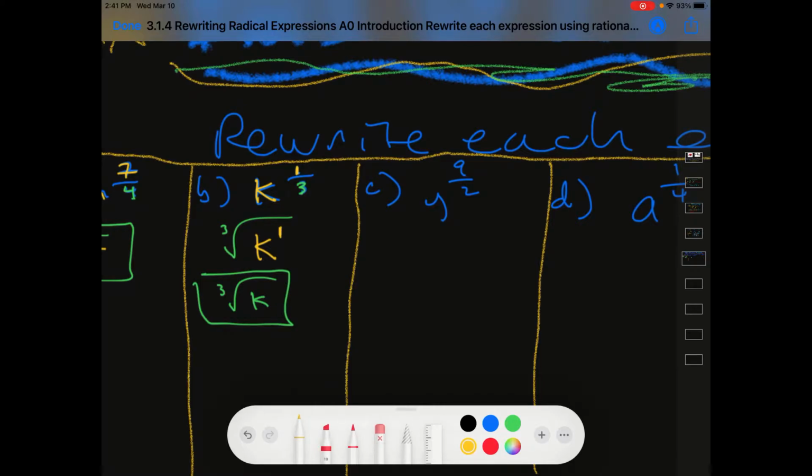Same thing, you have y to the 9th power. That numerator, that 9, the top part of the fraction is right there as its exponent. And then that 2 is the root. Now, again, you wouldn't have to write that one, so this one is a little bit cleaner.